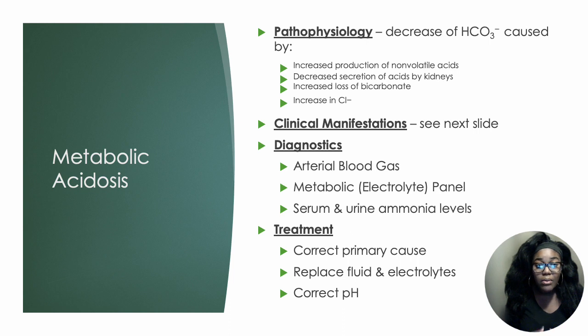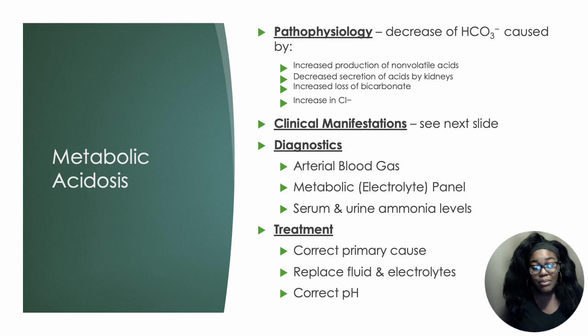Now, the thing about bicarbonate is that bicarbonate is a basic compound. So when you have loss of a base, that means the environment essentially becomes more acidic. Hence, we have an acidotic state or metabolic acidosis. And again, that is caused by adding more acids, that's the increased production of acids in general. You have the decreased secretion of acids by the kidneys, so the kidneys are not getting rid of the acids as they normally do. You have increased loss of bicarbonate. Again, a basic compound is no longer present, so it makes the environment more acidic. Or you have an increase in chloride ions, which is also an acidic component.